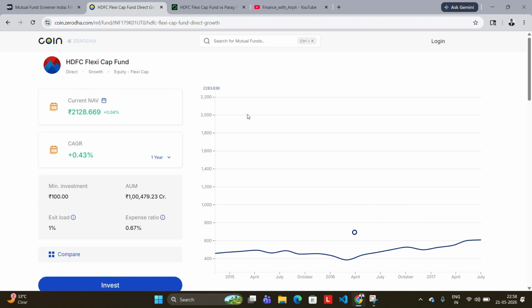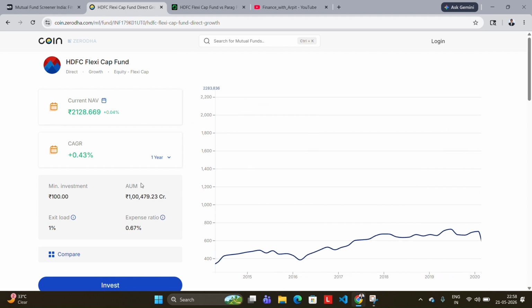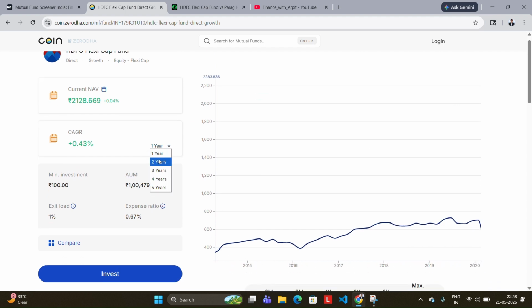This is the HDFC Flexi Cap Fund that I have opened here for you in Coin by Zerodha. We can see 1 year, 2 year, and this is the per year CAGR return. That means 1 year was 0.43% because the market has not been good since last year. For 2 years, annually 8.19%. For 3 years, annually 18%. In the long run, we can consider 12 to 15% from many good funds as the return they will deliver.